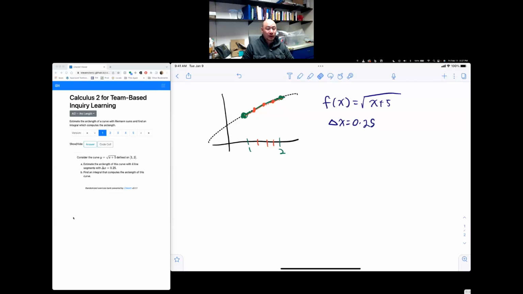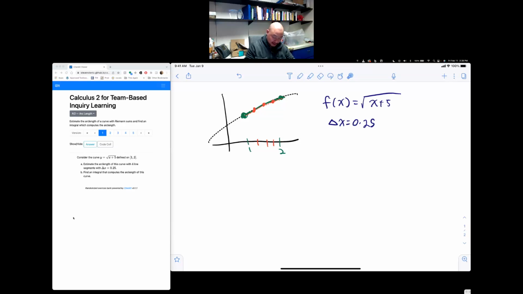In this problem, we are looking at the curve y equals the square root of x plus 5 defined over the interval [1, 2]. And we're asked to do two things. First of all, we're asked to subdivide this interval into 4 pieces with delta x equals 0.25 and use the corresponding 4 line segments in order to estimate the length of this curve. The second thing we're asked to do is to find an integral which will compute exactly the arc length of this curve should we evaluate it.